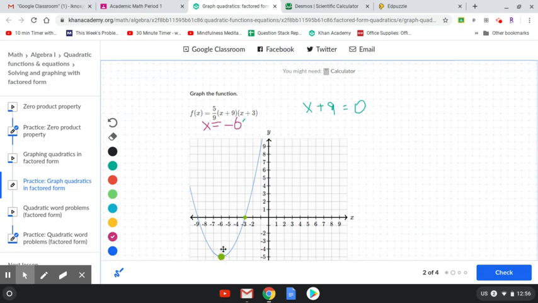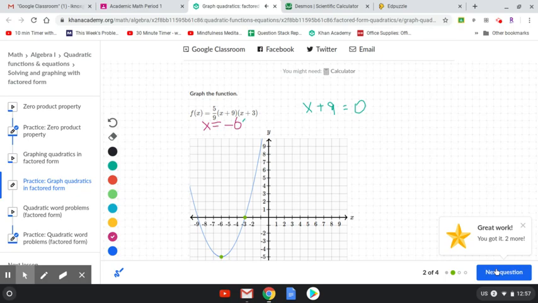So my vertex, the highest or lowest point on the parabola, is at -6, right in the middle of the x-intercepts. And the y value when x is -6 is -5. Check it. Got it right. Next question.